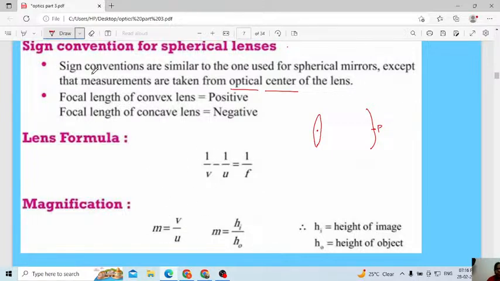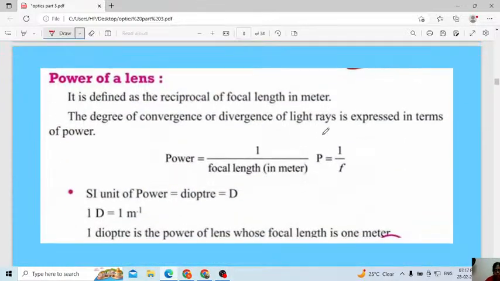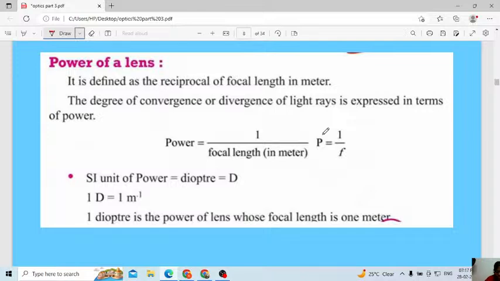Then, whatever sign we are considering, in front of the lens we will consider a negative sign, and the back side of the lens we will consider the positive sign. Everything will be the same. Then above the lens we will consider positive height, below the lens we will consider negative height. That also will be the same as in the case of a mirror. Let us solve the problem, then you will come to know. Then the next important topic, one more small one.